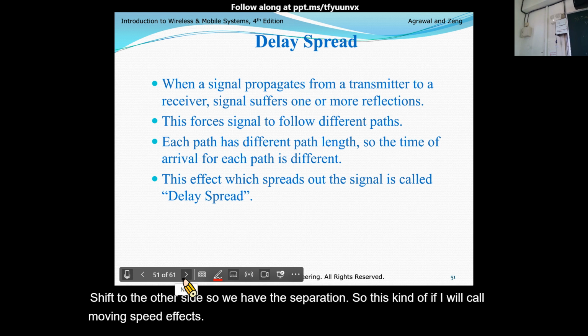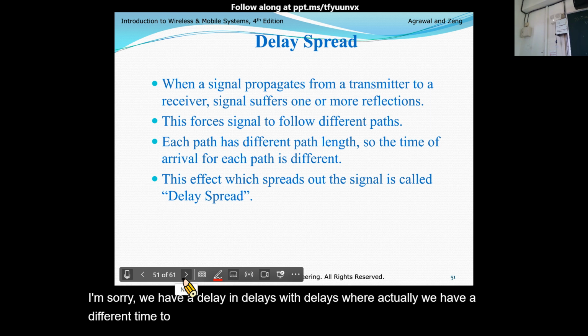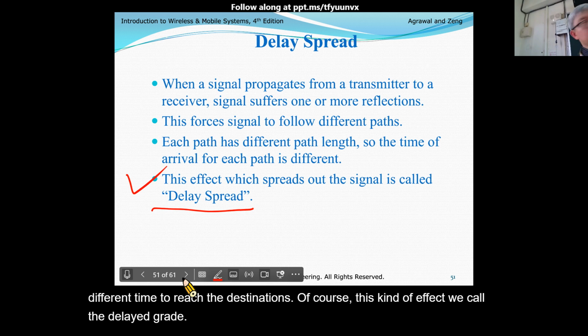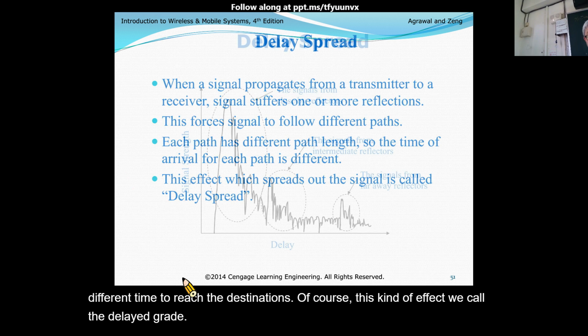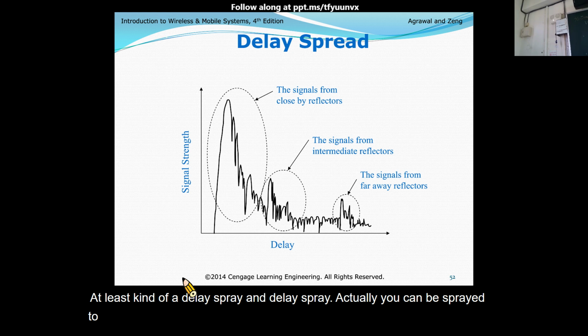And previously we had the delay spread. With delay spread, we have different times to reach the destination. Of course, this kind of effect we call the delay spread. And the delay spread can be spread to other areas, and this is called the frequency of delay spread.